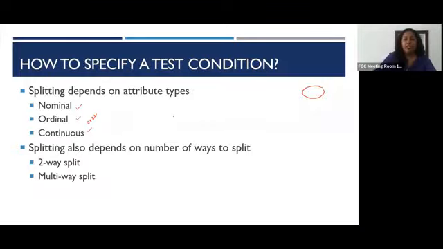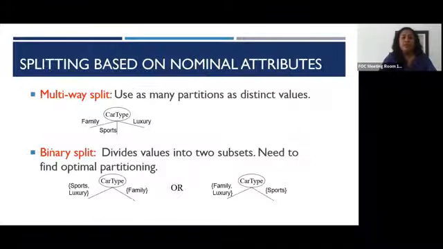Splitting in a tree, you can do a multi-way split or a two-way split. Two-way means you have two branches. This is a two-way split. You can have multiple branches also, right? So let's see an example for each of these categories and how you can split them in these two ways, right? For example, nominal.